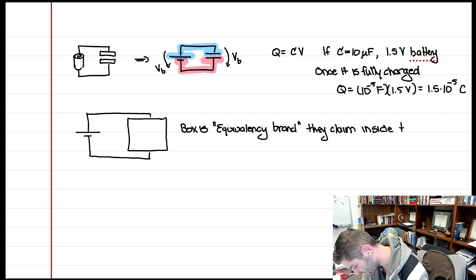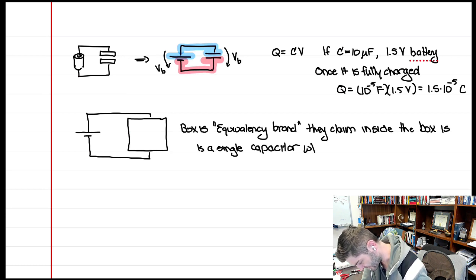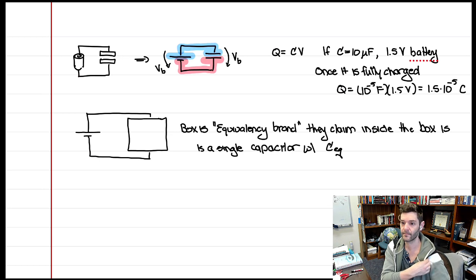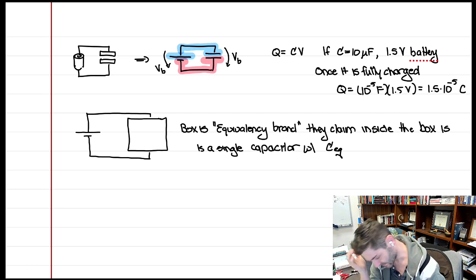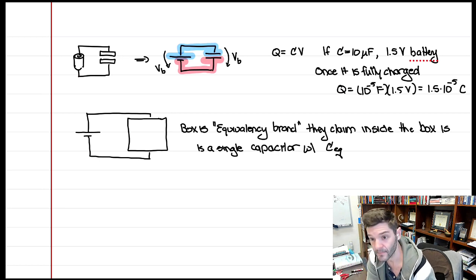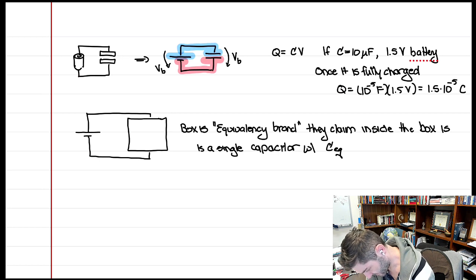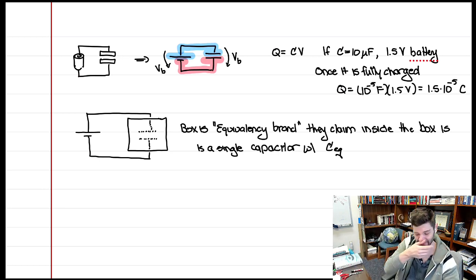inside the box is a single capacitor with capacitance C subscript EQ. So they claim inside that box is a single capacitor that has a capacitance of C sub EQ. And so they have kind of their logo, in this case, is just a single capacitor that's hooked up. And they claim the capacitance is C sub EQ.